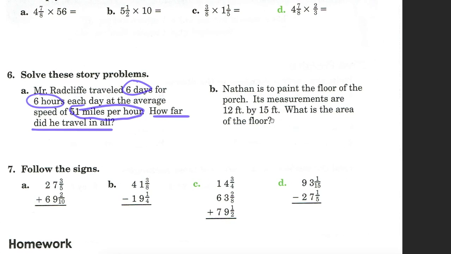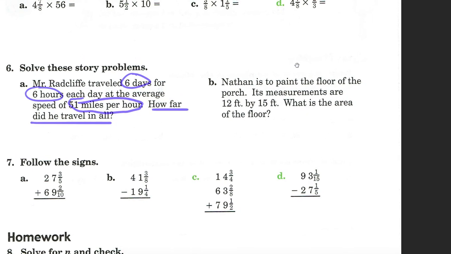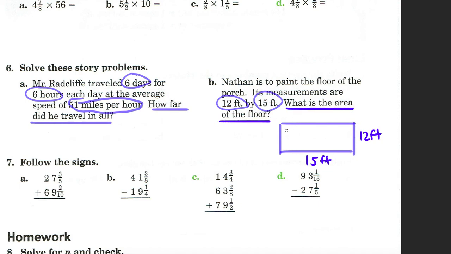All right. B. Nathan is to paint the floor of the porch, and measurements are 12 feet by 15 feet. What is the area of the floor? Okay, so we have a rectangle here, 15 feet in length, 12 feet in width. What's the area of this floor? So you can figure out how much paint he needs to buy, right?